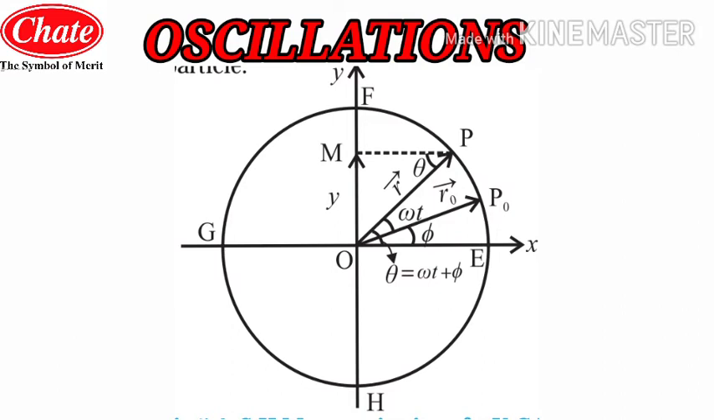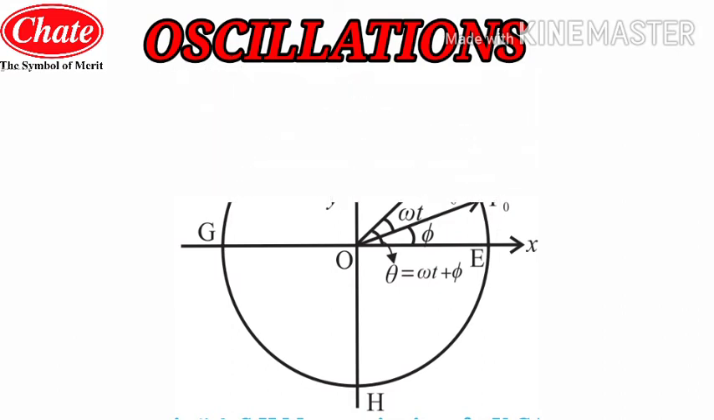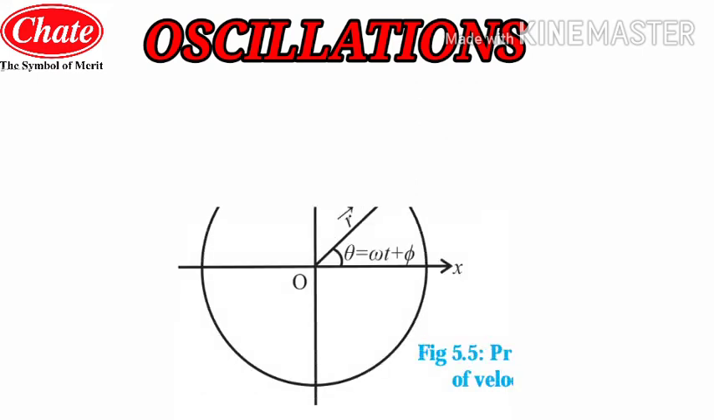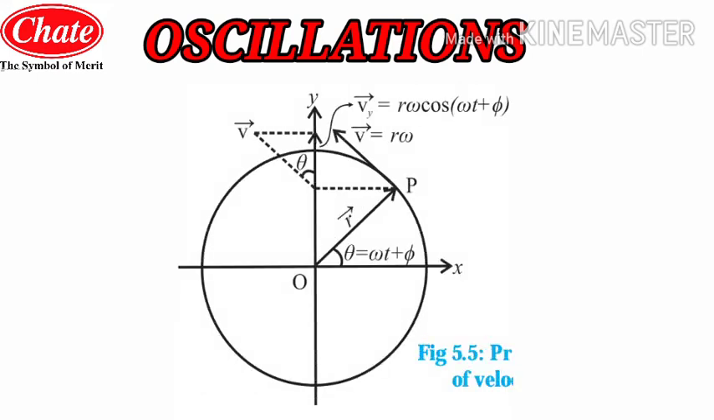So this is what we have learned in the diagram. Now we will see the next diagram. As you can see, at time t we get the projection, the position vector OM, equal to OP sin theta, which is further equal to r sin of omega t plus phi, the addition of two angles. This is the equation of the linear SHM of amplitude r.